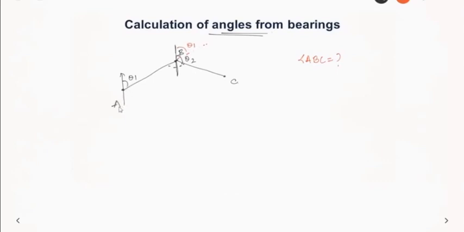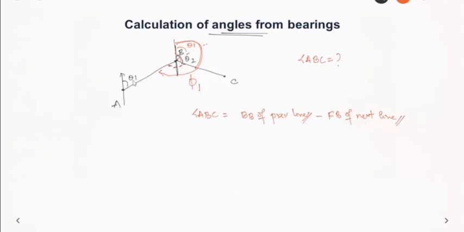So this will be theta 1. And if we calculate the back bearing of AB, let us indicate that by phi 1. So clearly you can see angle ABC equals this back bearing minus the forebearing of the next line. Here the previous line is AB, so the back bearing of AB is phi 1. If you subtract theta 2 out of this phi 1, you will get this angle. Theta 2 is the forebearing of the next line BC. So angle ABC is nothing but the back bearing of AB minus the forebearing of BC.